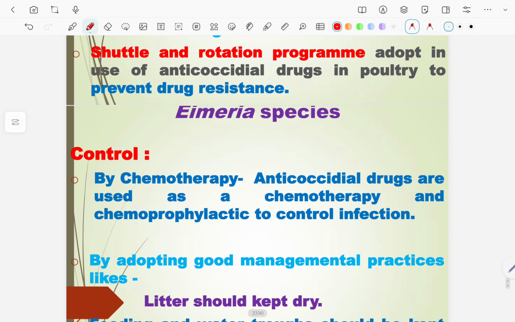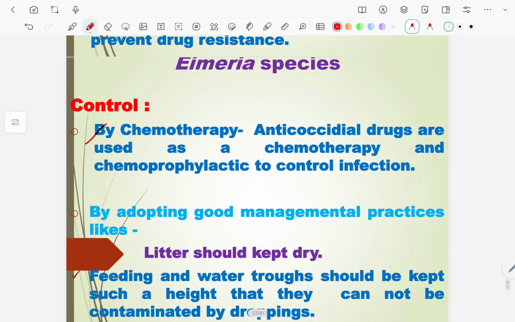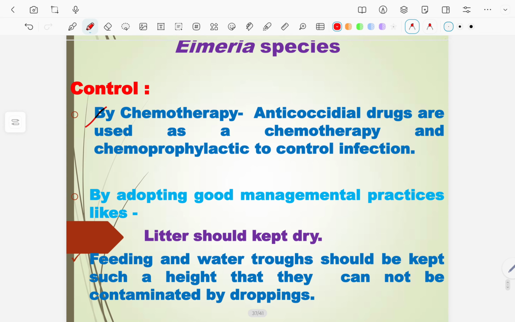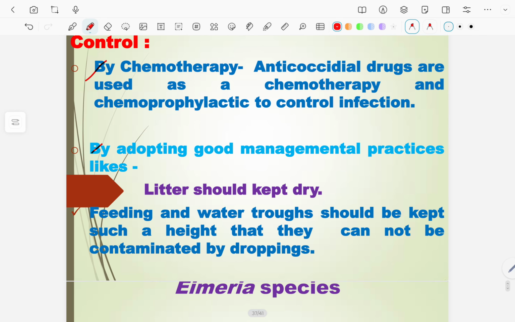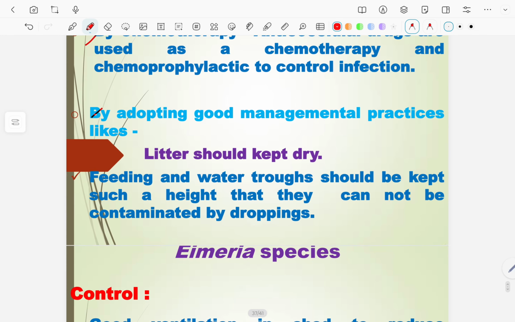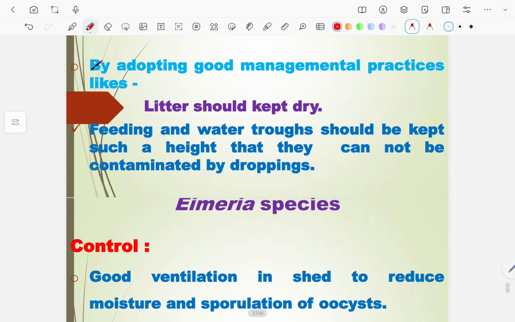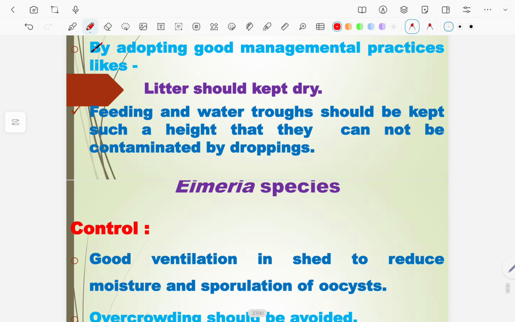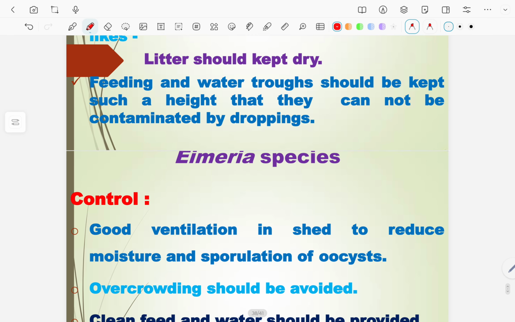Eimeria species control by chemotherapy. Anticoccidial drugs are used as chemotherapy and chemoprophylaxis to control infection. Adopt good management practices: litter should be kept dry, and feeding and water troughs should be kept high so that they cannot be contaminated by droppings.